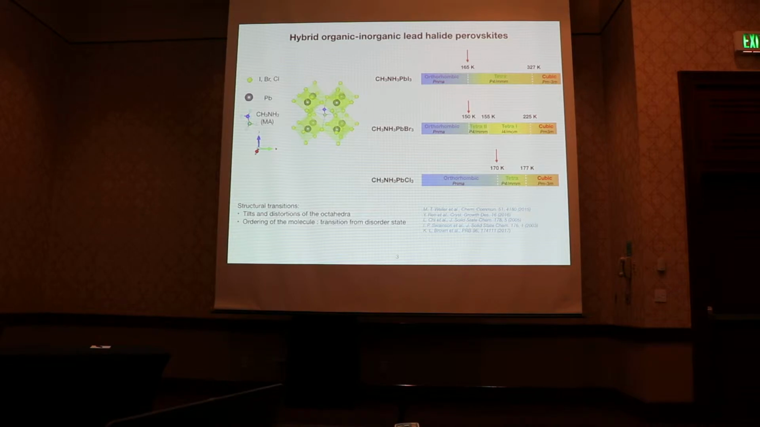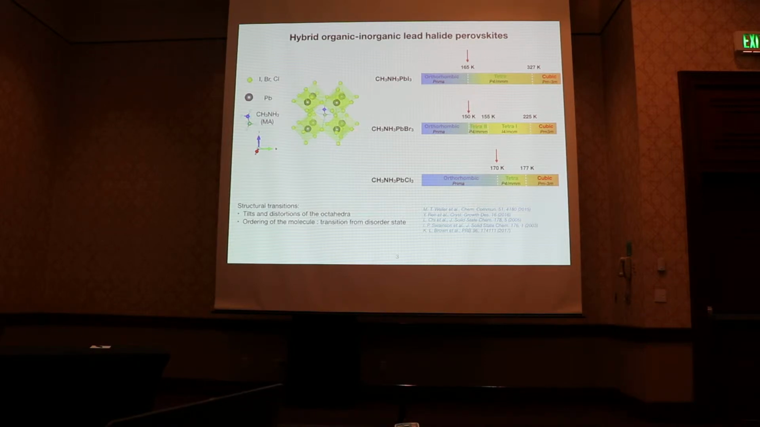So like many other perovskites, these materials undergo several structural transitions. These are the different sequences of transitions that are found in these three materials. As you can see, at room temperature, both bromine and chlorine compounds are cubic, while at room temperature the iodine compound is already in its tetragonal phase. So the phase transition between the tetragonal and cubic structure is actually at a higher temperature.